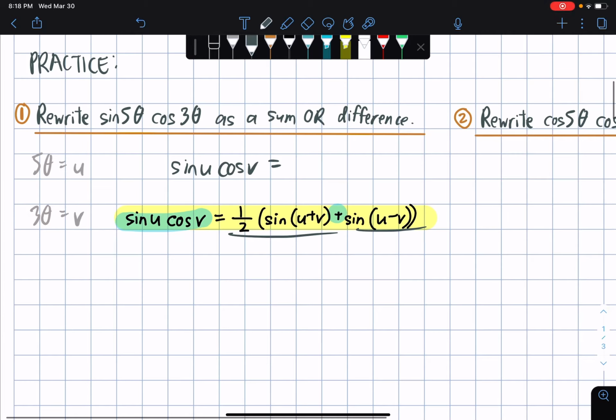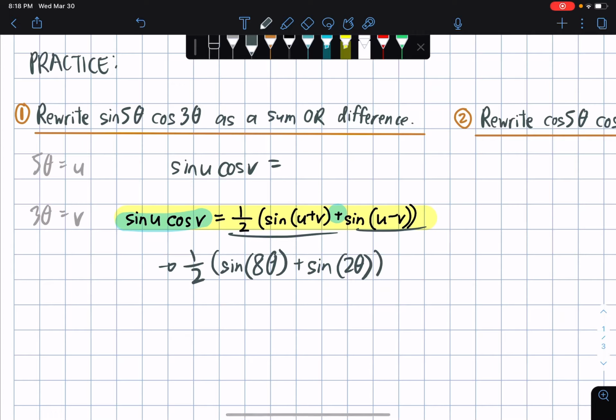So let's just copy 1 over 2 times the quantity sine of the quantity u plus v, or 5 theta plus 3 theta, and 5 plus 3 is 8. So 8 theta, plus sine of u minus v, or 5 minus 3, which is 2, so 2 theta. Then place a close parenthesis over there.